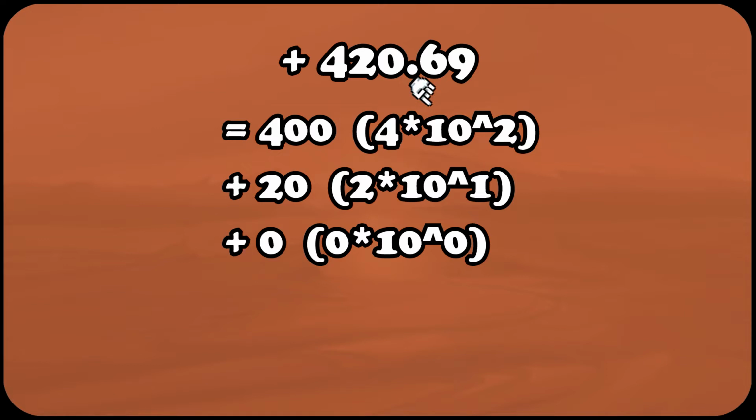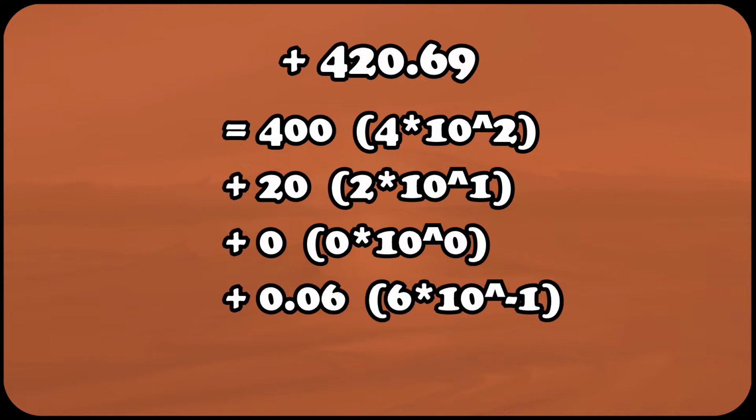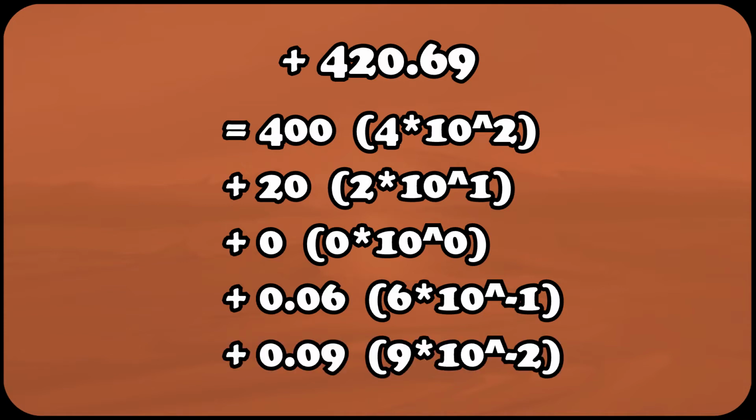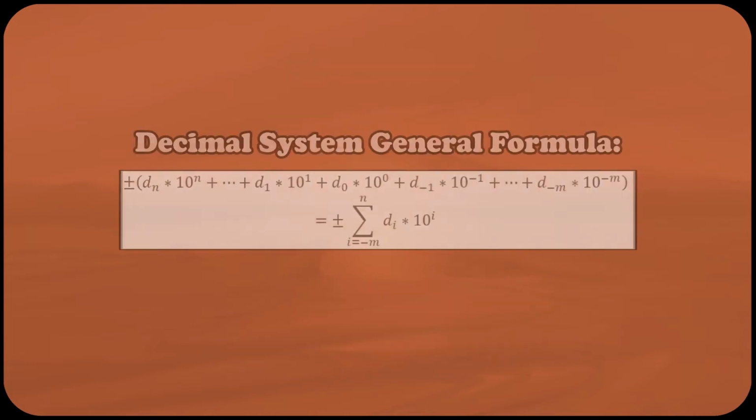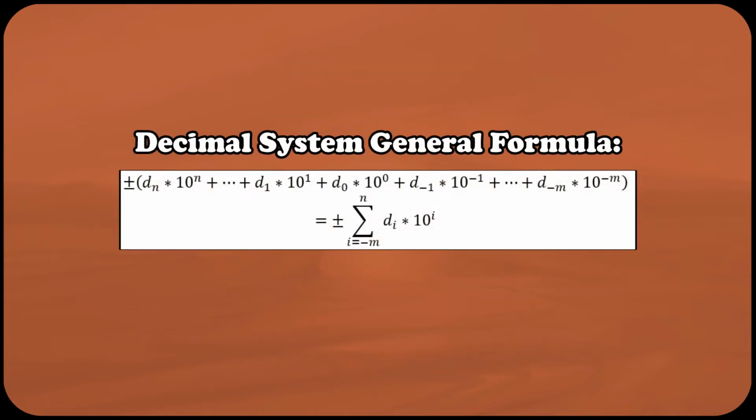Between the third and fourth digit is the point, which separates the integer part and the fractional part. Moving on to that fourth digit, this represents 0.6, or 6 times 10 to the negative 1. Lastly, the fifth digit represents 0.09, or 9 times 10 to the negative 2. A generalized decimal number is constructed with this formula. Not dwelling on the algebra too long, let's move on to the binary system.